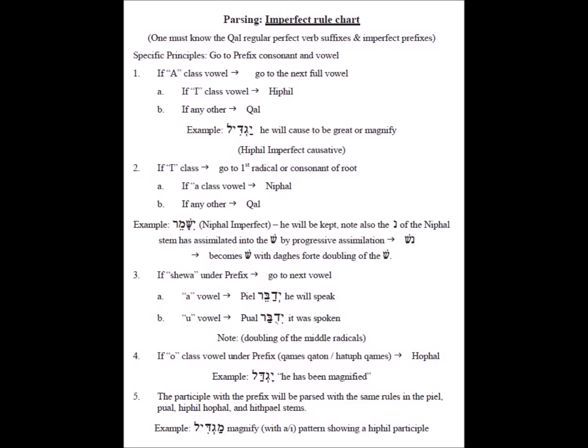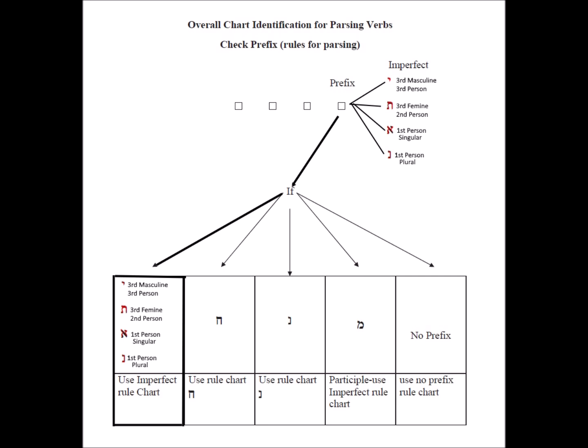In this video, I would like to give some rules that might help in identification for parsing verbs, like rules of parsing. First of all, I show an overall chart where we have three boxes to represent the three radicals of the Hebrew verb. Then we have a prefix. You go to the prefix to start with. Let's say you have a verb like yishmor from shamar.